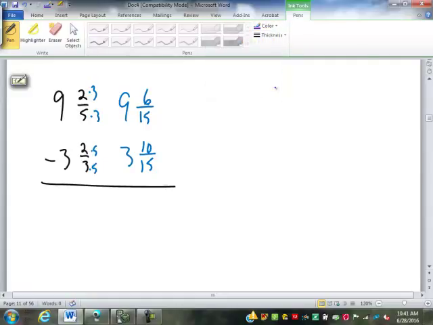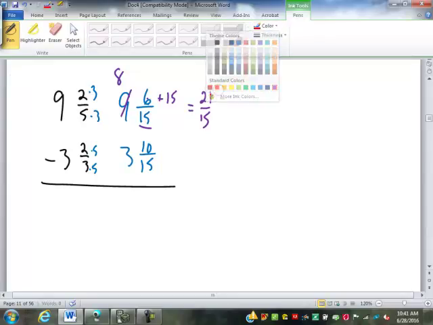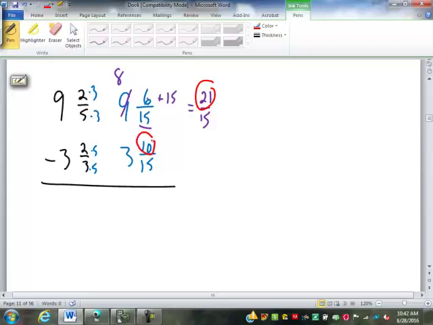We go to subtract. 6 minus 10 is a problem. What do we have to do? Borrow from the 9. That's an 8. What do we have to add here? 15. That one object we borrowed, the denominator of 15 tells us how many pieces are in it. So what we have up here is 6 plus 15, or 21 fifteenths. And then 21 minus 10 is 11 fifteenths. And 8 minus 3 is 5.